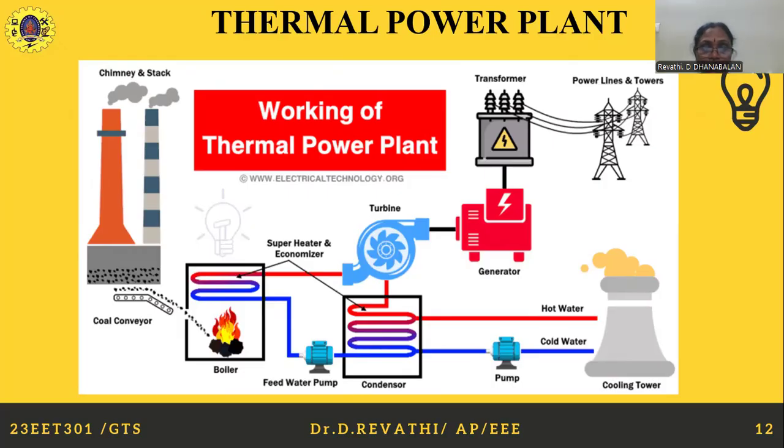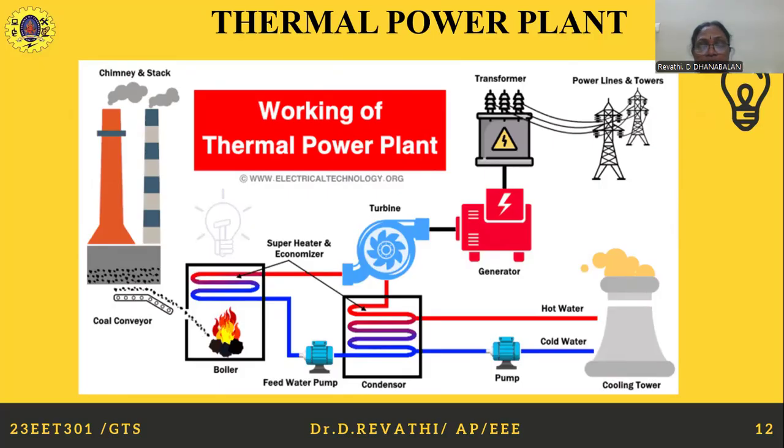Next one is the superheater. The steam from the boiler is normally in the wet stage, and wet steam is not directly flowed through the turbine. So before going to the turbine, the wet steam is converted into dry steam. In the superheater, the process converts wet steam into dry steam.